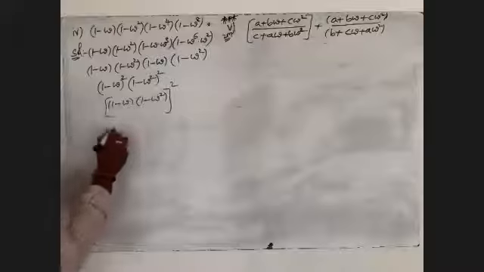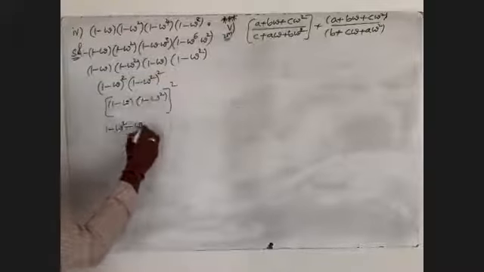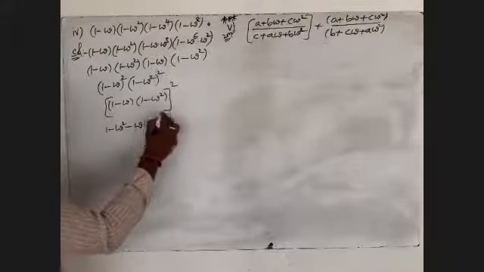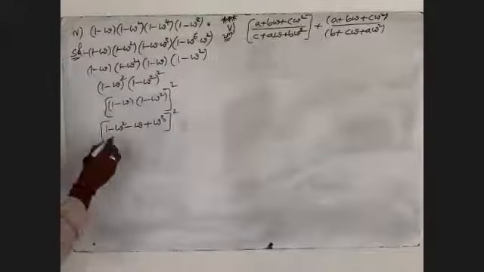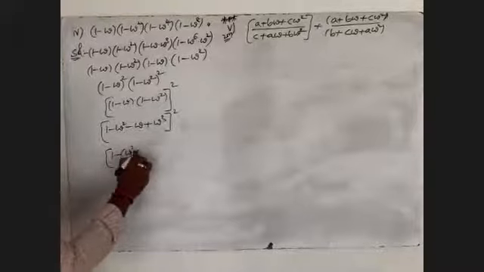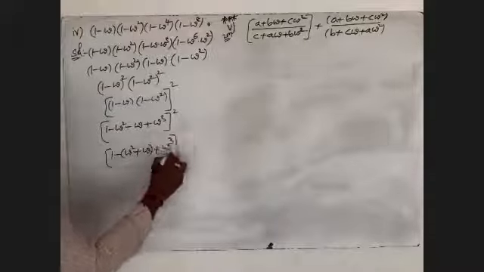First we have to multiply this. 1 into 1 is 1. 1 times minus omega square is minus omega square. Minus omega into 1 is minus omega. Minus into minus becomes plus, omega into omega square is omega cube. Their power is square. Here we have to write 1, I will take minus common, remaining omega square plus omega, the remaining is omega cube, whole square.